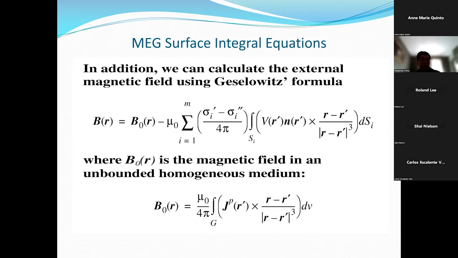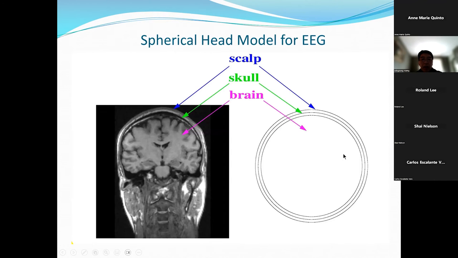And the difficult remaining part is how to seek a numerical solution, or is there already a special case, a closed form solution for this Geselowitz's equation? Well, the answer is yes. If you make the assumption that the brain has a spherical symmetry, you know, the head can be modeled by, say, three concentric spheres: brain, skull, and scalp.